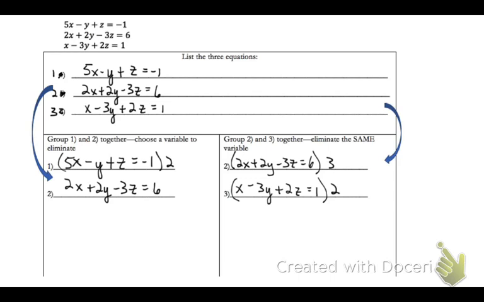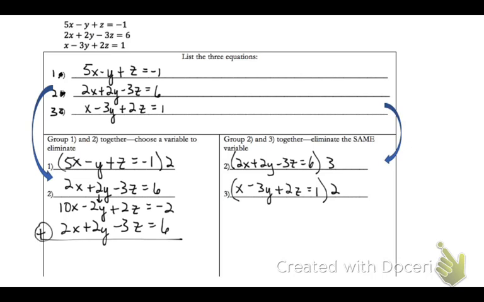Okay, so I'm going to multiply my entire top equation by 2, making sure that I distribute that to all of the numbers and variables. Then I'm just rewriting my second equation. And now, since my signs are opposite, I'm going to add. So I end up with 12x minus z will equal positive 4.